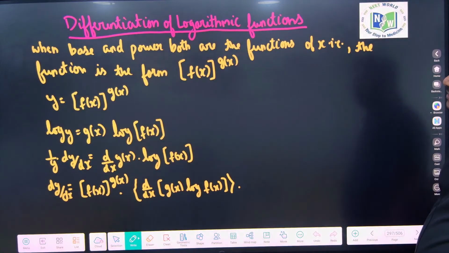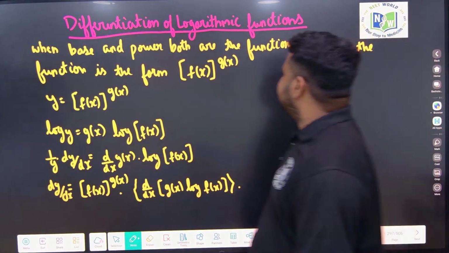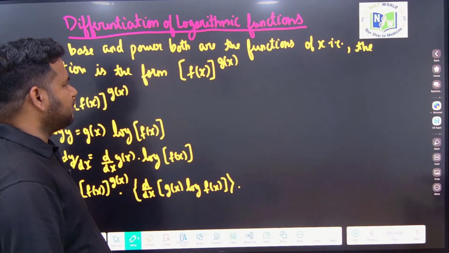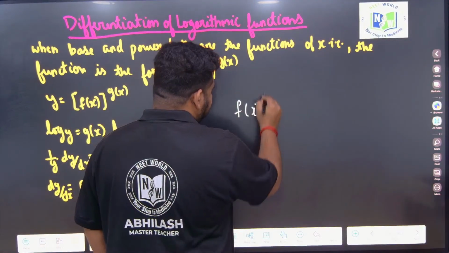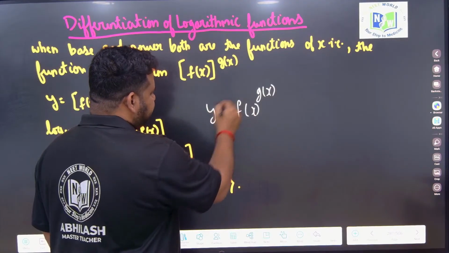Now let us see something called logarithmic differentiation. When a base and power both are functions of x, then the function is of the form f of x to the power of g of x. So if the given function is of this form, how to differentiate?